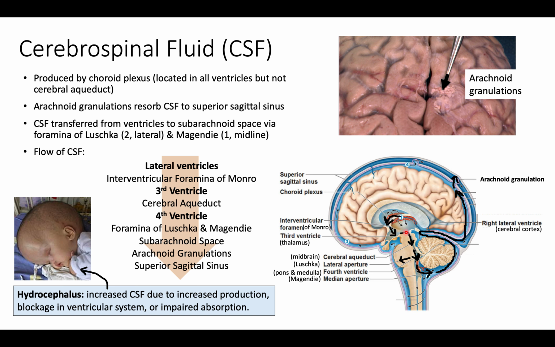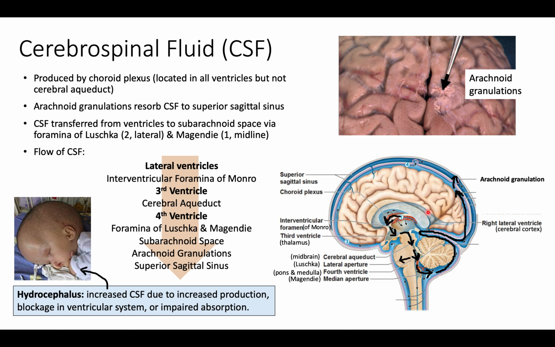right at the level of the thalamus, and then it's going to exit via the cerebral aqueduct into our fourth ventricle. And then our fourth ventricle, at the level of the pons and the medulla, is going to exit via the foramen of Luschka and Magendie. So Luschka is more lateral, Magendie starts with an M, it's more medial. From there, we go to the subarachnoid space into those arachnoid granulations that we had talked about, and then the superior sagittal sinus.